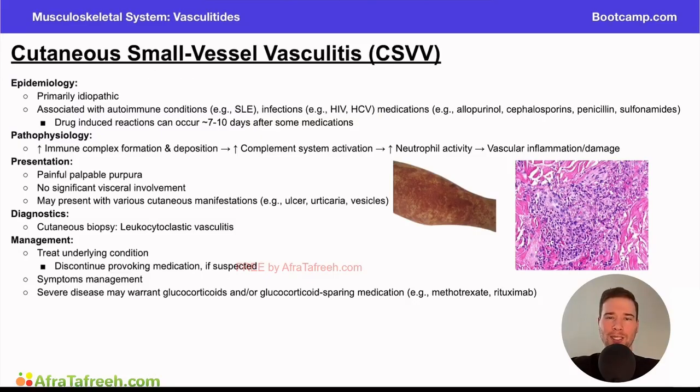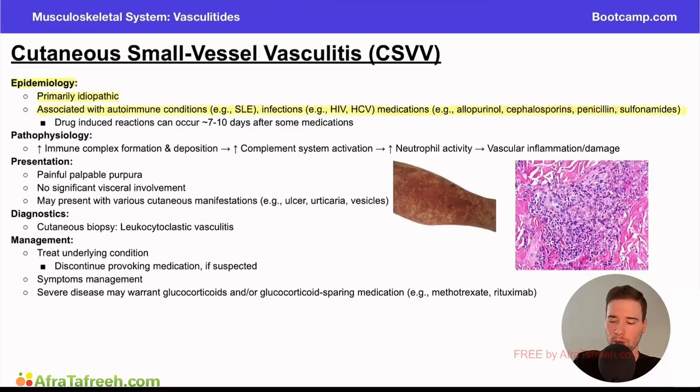Again, we try to categorize these in our brain as things that affect larger vessels versus medium vessels versus smaller vessels. It's also important to note that this vasculitis typically affects the skin, while other organs are fairly uninvolved. When we think about the epidemiology here, this is typically an idiopathic condition, meaning we don't know the primary reason for it occurring. However, it is associated with a variety of autoimmune conditions such as lupus, infections such as HIV or HCV, along with medications such as allopurinol, cephalosporins, penicillins, and sulfa medications as well.